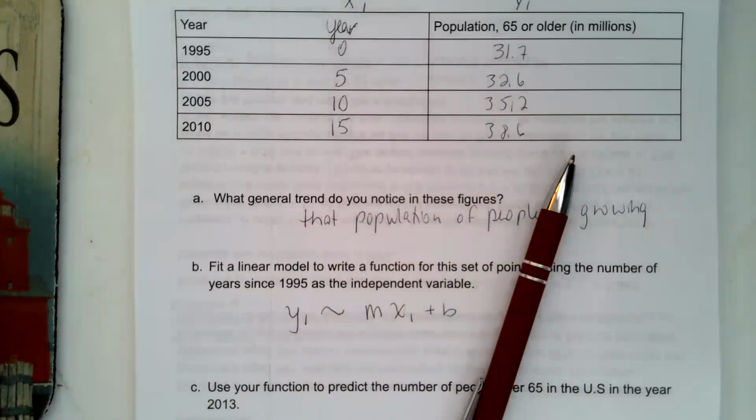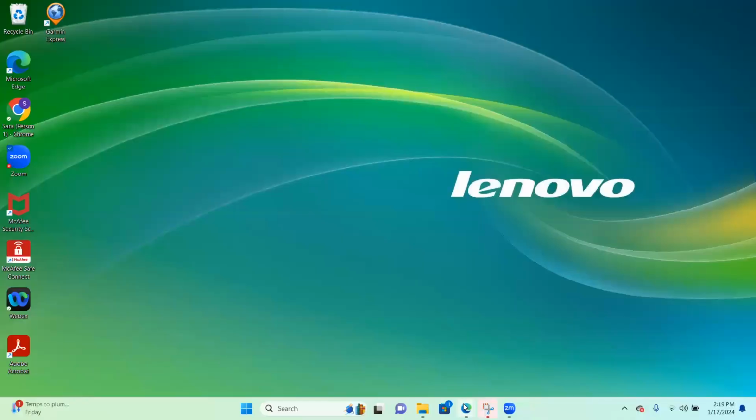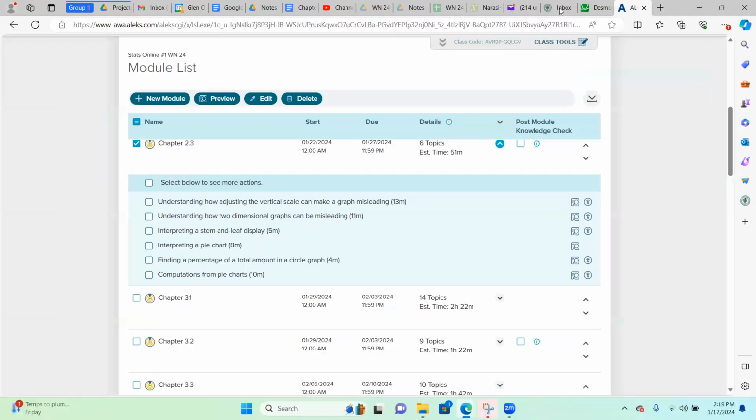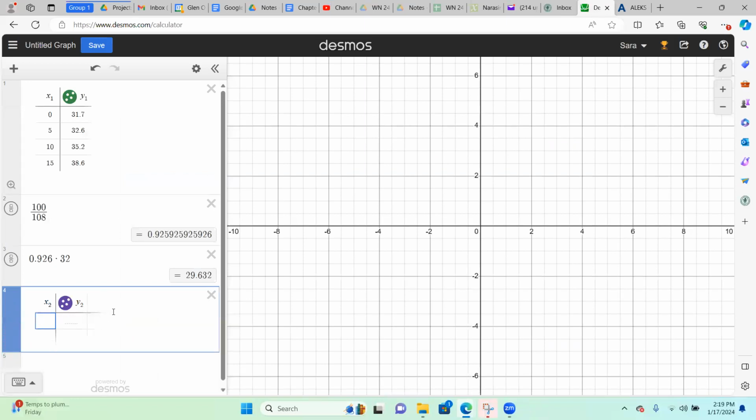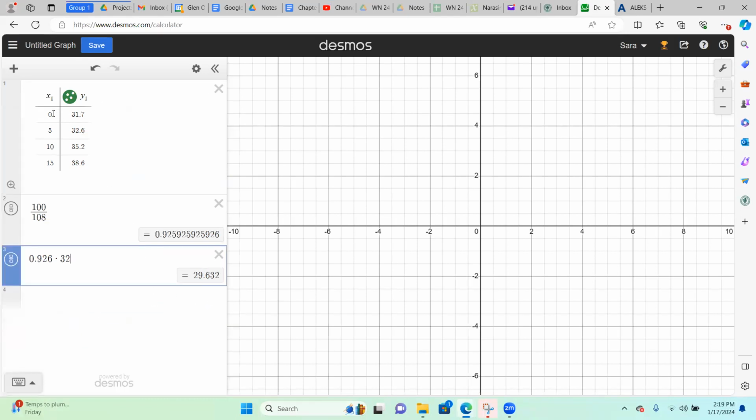So let's go ahead to our Desmos. And here we are. You're going to press this plus button right here that says add item, and you're going to say table. Now mine says X2, Y2 because I've already put our data in up here. So I'm going to use the one that says X1, Y1. And I entered my 0, 5, 10, and 15 for the years since 1995. And then I also added in my Y1, my number of people in the population that are 65 years or older.